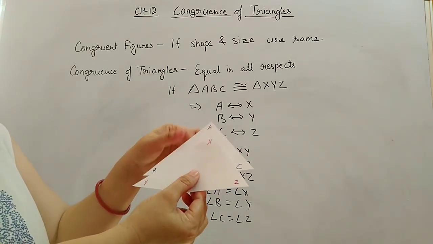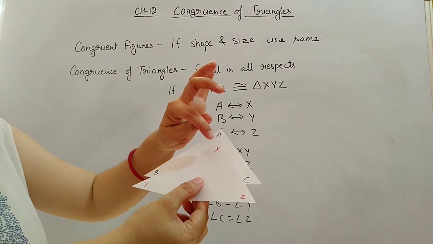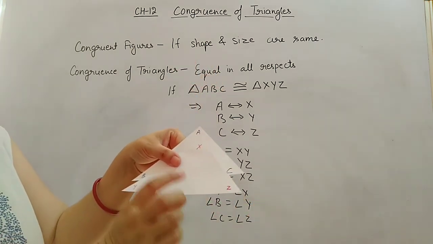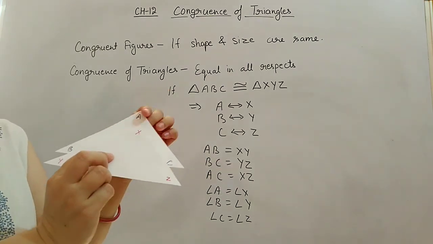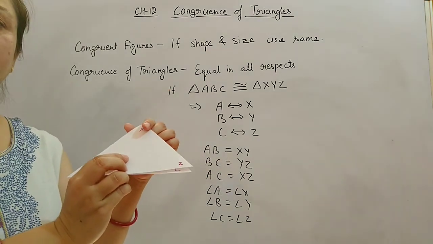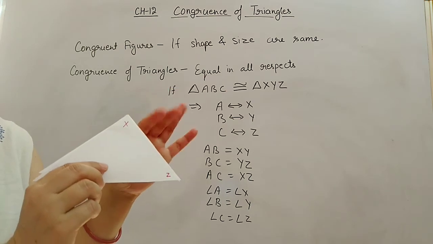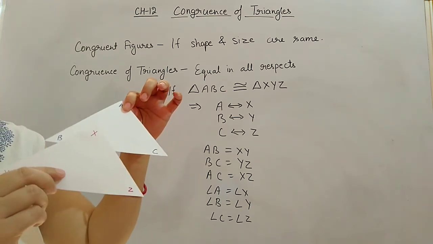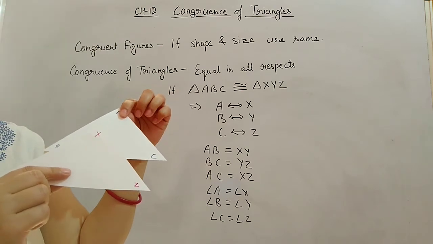And if we talk about angles, A and X will be the same, B and Y will be the same, C and Z will be the same. So all the points, all the angles, all the line segments should match. It should be exactly the same. Then we call these two triangles congruent to each other.